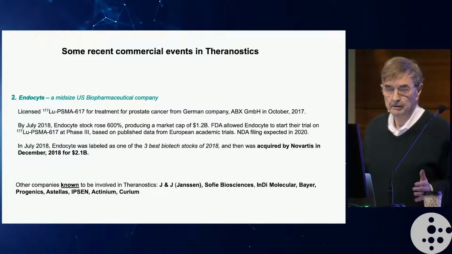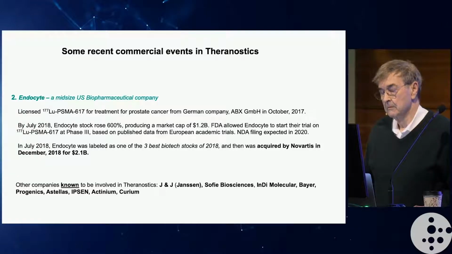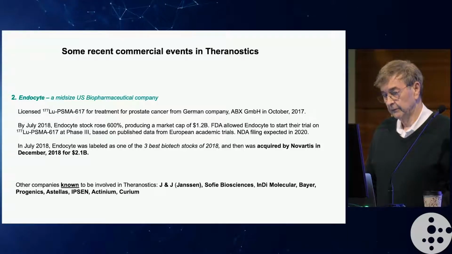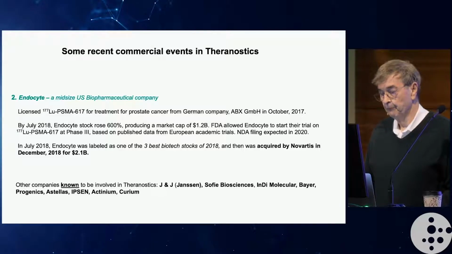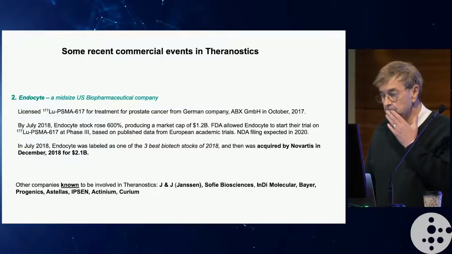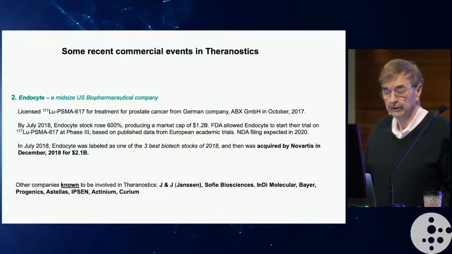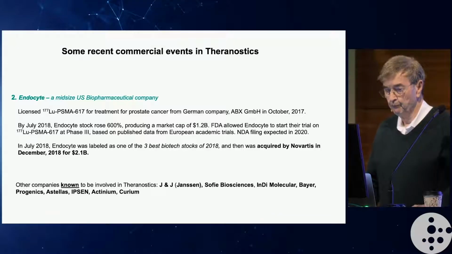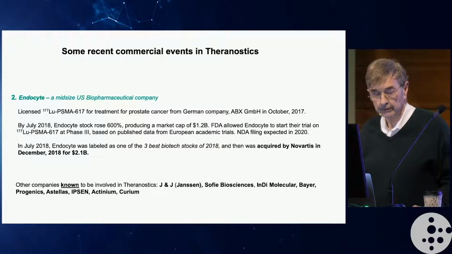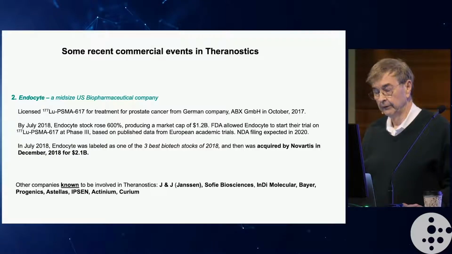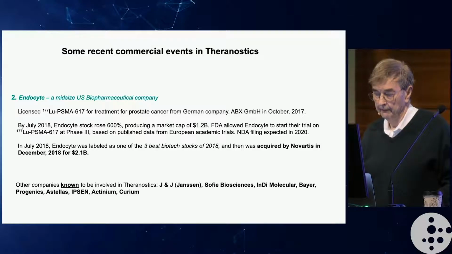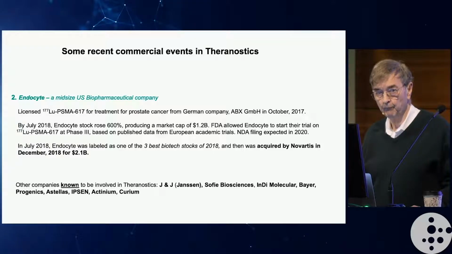Indocyte is a medium-sized biopharmaceutical company in Indiana. They licensed the lutetium PSMA 617 from a German company, ABX. By July 2018, Indocyte stock rose 600%, producing a market cap of the small company of $1.2 billion. FDA allowed Indocyte to start their trial at phase 3.